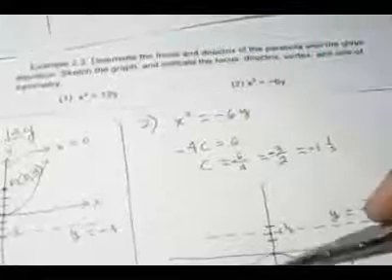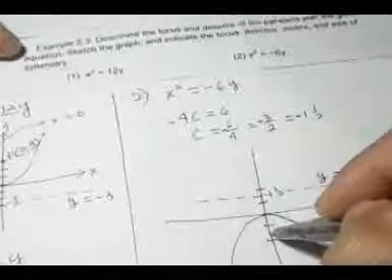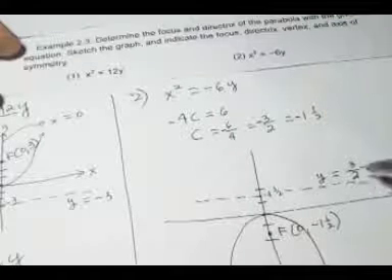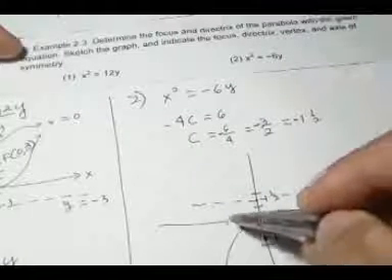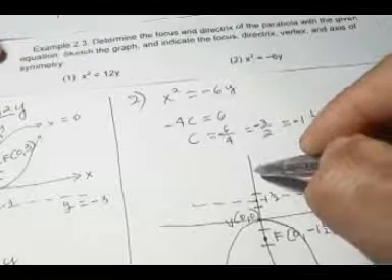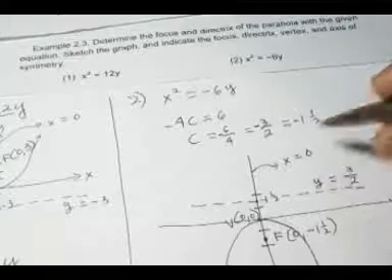Okay, so let us examine if we answered the question. The graph is this one. The focus is here. The directrix is this line, y equals 3 halves. The vertex is at the origin. The axis of symmetry is this line, x equals 0. Okay, next problem.